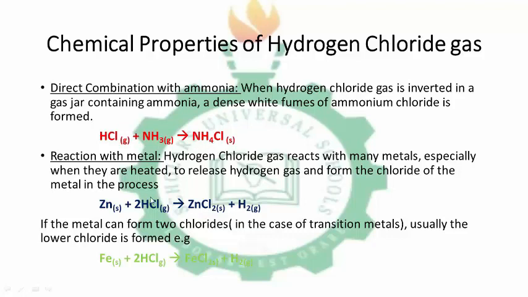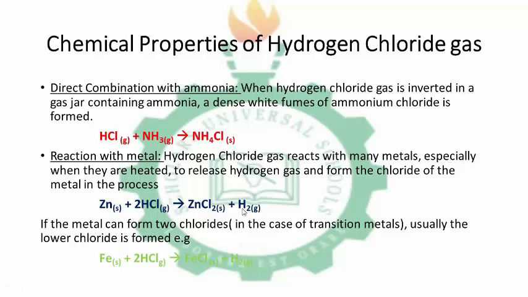The second property of hydrogen chloride as a gas that we're going to be discussing is its reaction with metals. Hydrogen chloride gas reacts with many metals, especially when they are heated, to release hydrogen gas and form the chloride of the metal. Zinc, for example, reacts with hydrogen chloride gas, forming zinc chloride plus hydrogen gas.